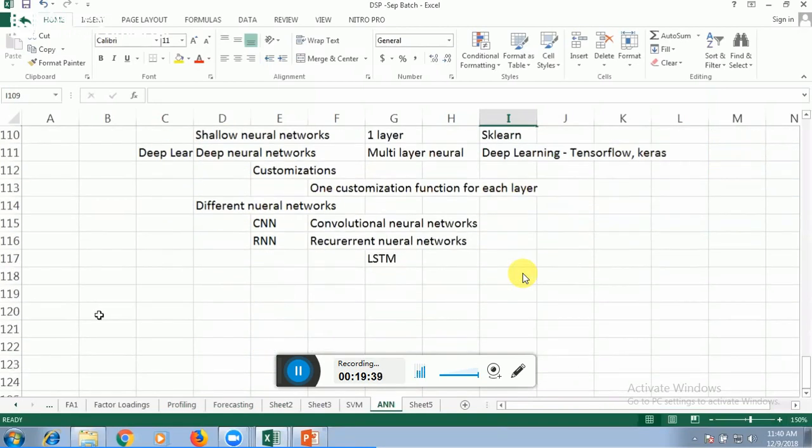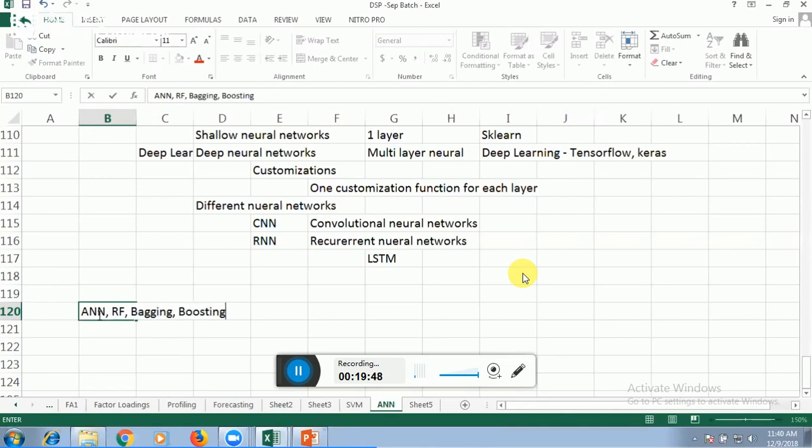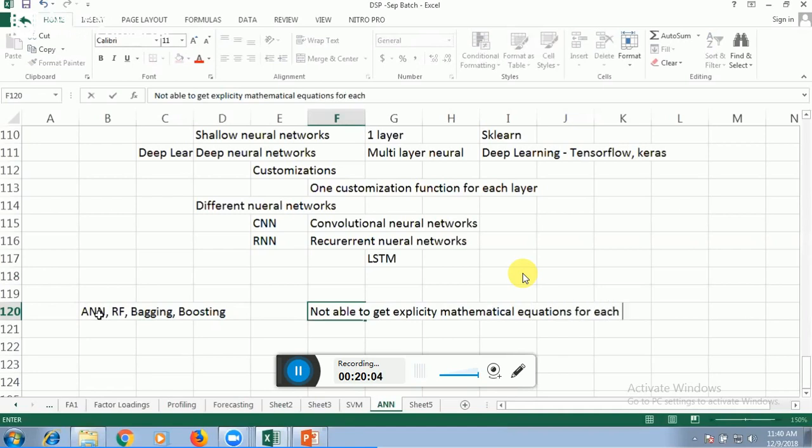So guys, one important thing is that with ANN, random forest, bagging, or boosting, and these kinds of things, you will not be able to get explicit mathematical equations for the model. So that is the one challenge you have.